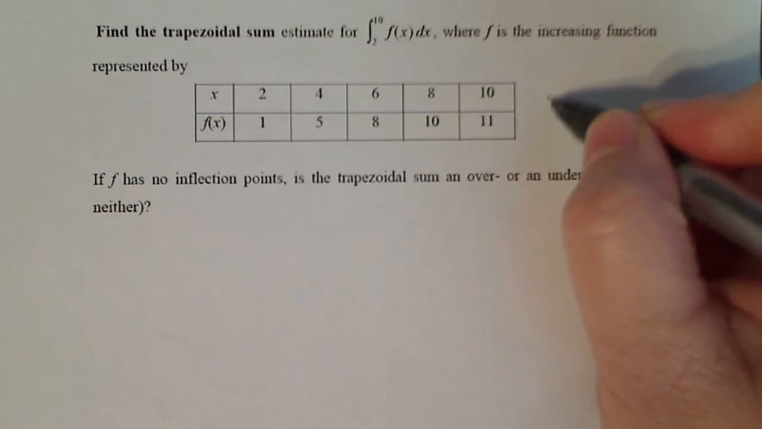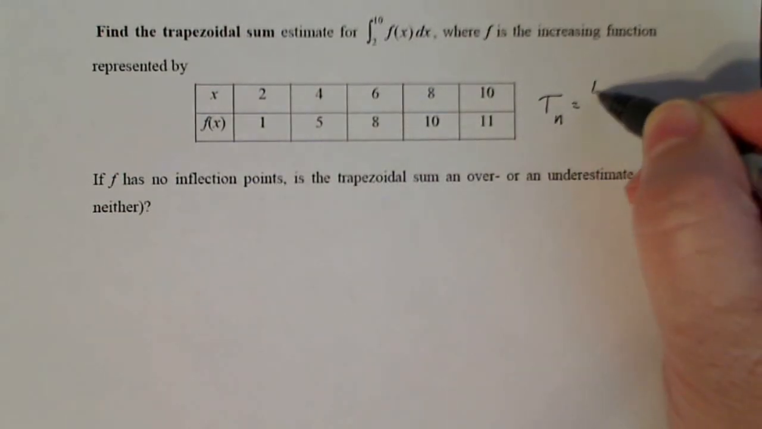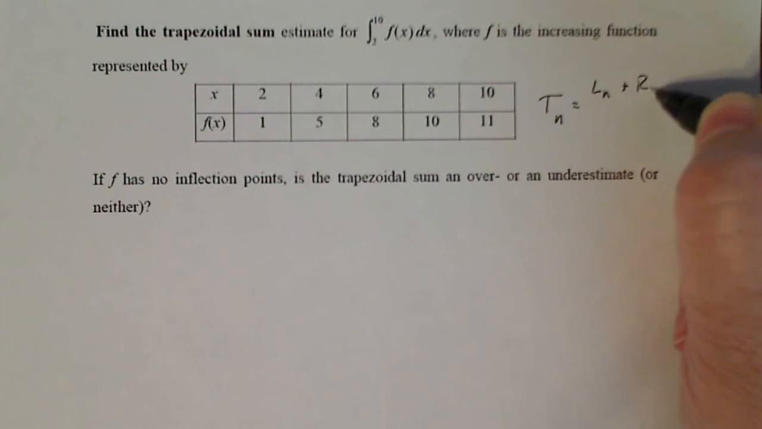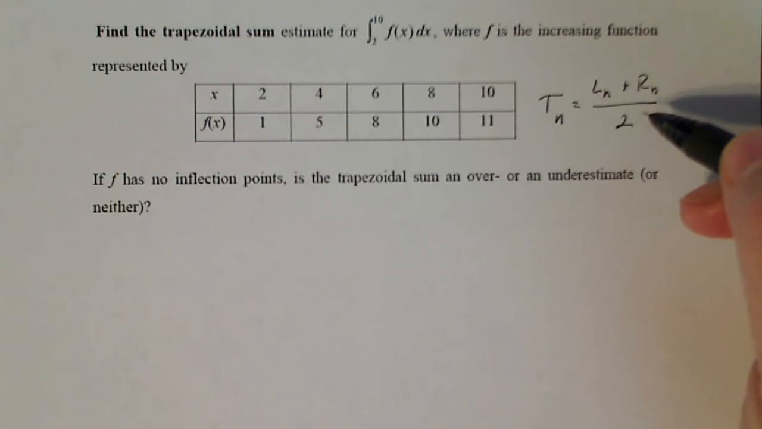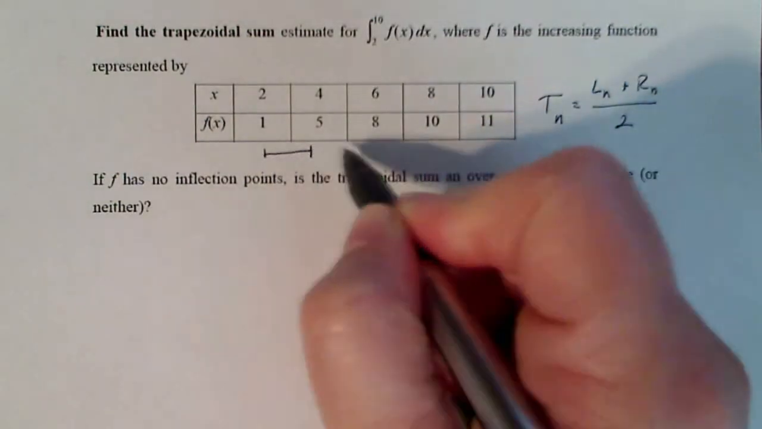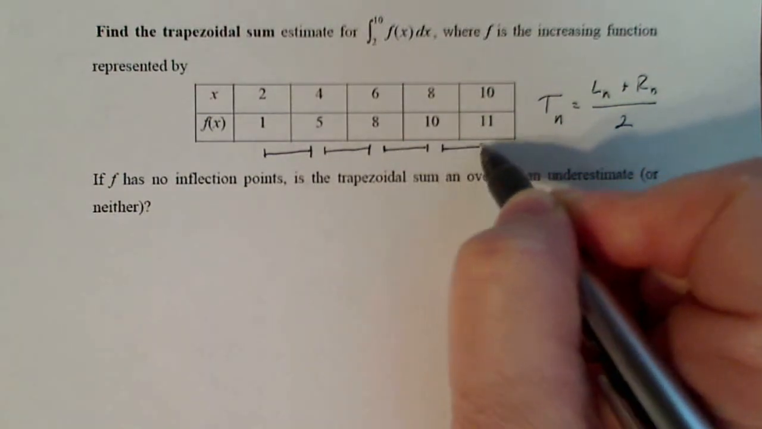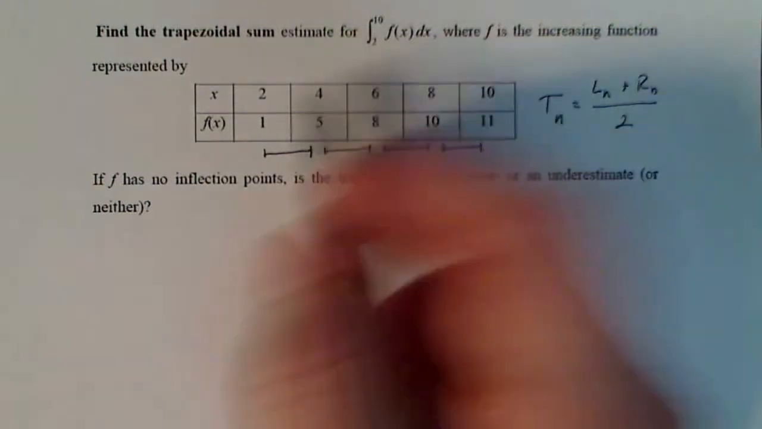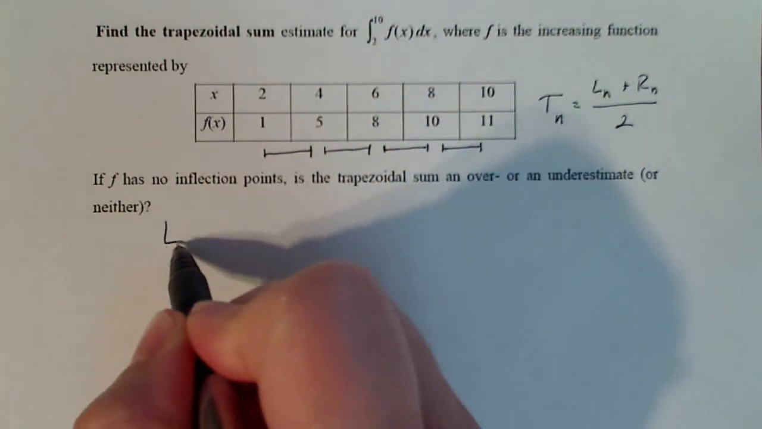Now we know that trap of any number of intervals is going to be the left-hand sum plus the right-hand sum over 2. So we actually have to calculate left and right sums divided by 2. Now how many intervals are we actually given here? There's 1, 2, 3, 4 intervals from this unit of time to this unit of time. So what I'll actually be calculating is left 4.